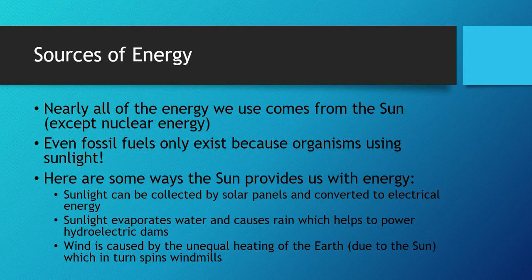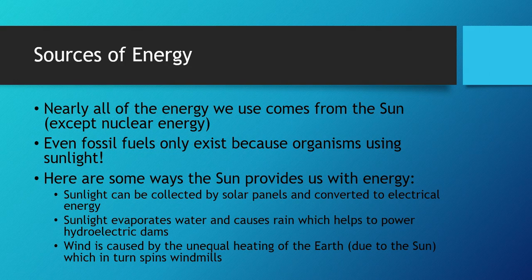For example, we can collect sunlight with solar panels, and we can convert that to electrical energy. We can also use the heat from the sun to evaporate water. And that evaporation of water causes rain. That rain then pours down in places, rivers, lakes, streams, where the water moves. If that water moves through a dam, it can spin a turbine and generate power.